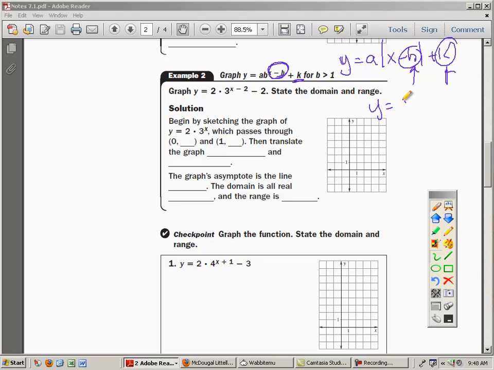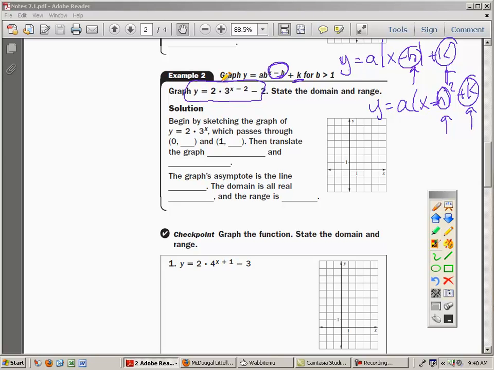This was my vertical translation. Then we talked about vertex form of a parabola. And once again, this was my horizontal shift in the opposite direction of the sign, and this was my vertical translation up and down. All right? As you notice here, we're going to graph y equals 2 times 3 to the x power, minus 2, and then all minus 2.